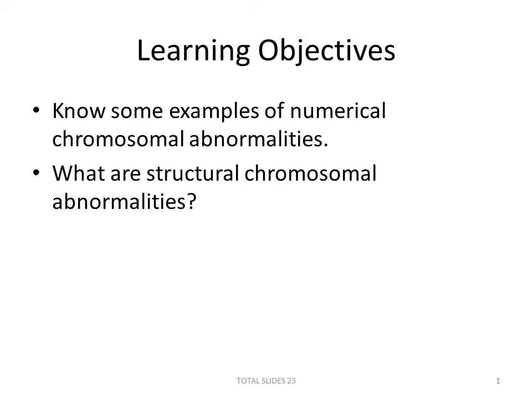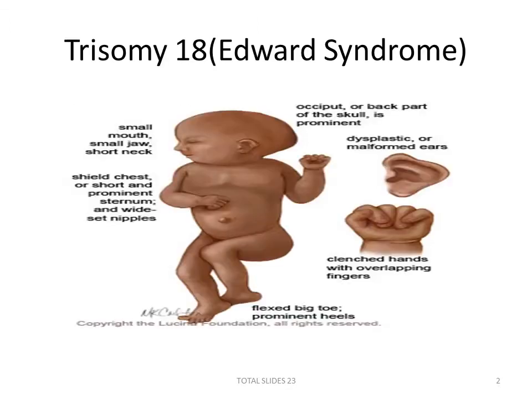This is the third lecture of medical genetics. In this lecture, we try to know some examples of numerical chromosomal abnormalities and discuss also the structural chromosomal abnormalities. Now, we discussed Down syndrome as one of the autosomal numerical abnormalities.